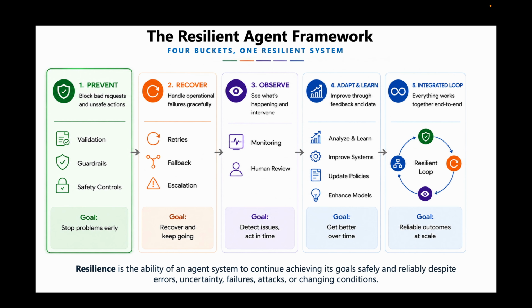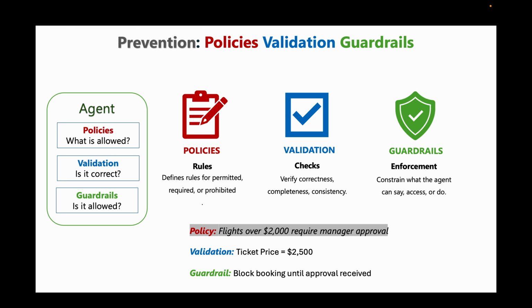In this episode, we will mainly focus on the prevention techniques for common failures with AI agents. For failure prevention, there are three broad concepts: policies, validation, and guardrails. These terms are often used interchangeably, but they serve very different purposes. Policies define rules. These rules come from business requirements, organizational standards, and security and compliance regulations. Validation checks for correctness. It asks the question: is this information correct, complete, and consistent? And guardrails enforce policies. They answer the question: is this action allowed?